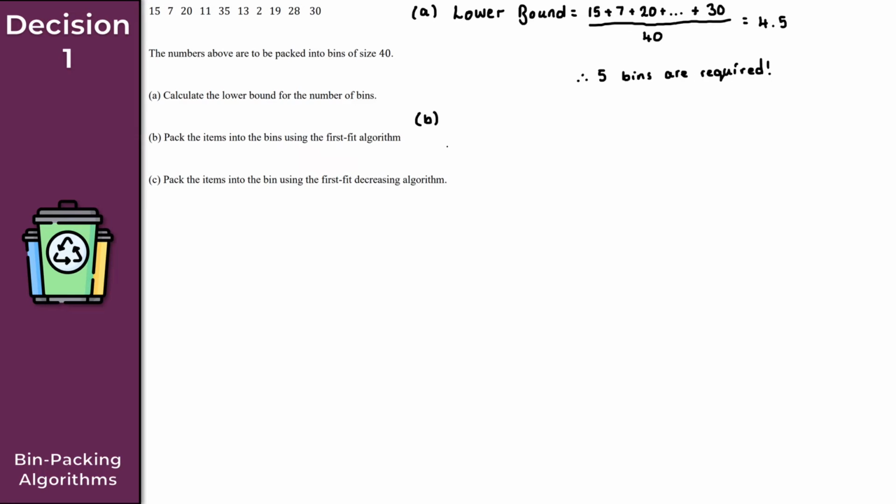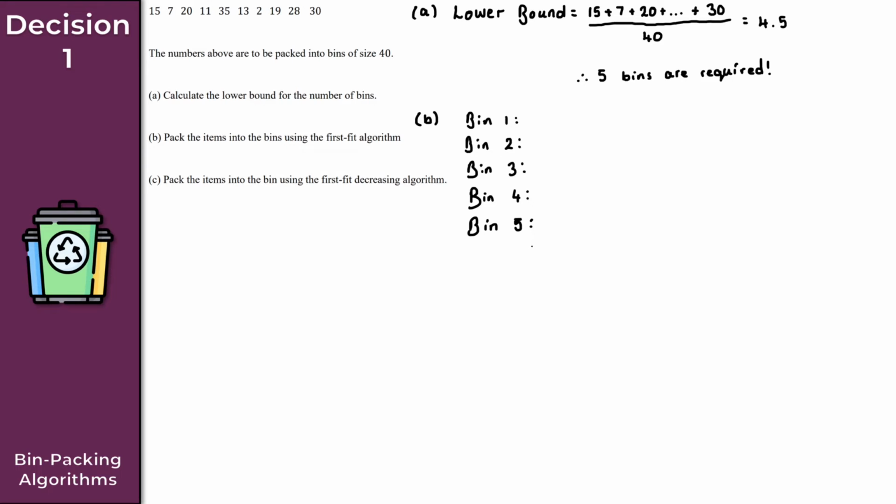So for the first fit algorithm then, we know that at a minimum here, we require 5 bins. So let's just start by writing down the first 5 bins here. So bin 1, bin 2, bin 3, bin 4, and then finally, bin 5. Now, that isn't to say that we only need 5 bins. We might need more. And given that we're using the first fit algorithm, we're probably going to need more than 5 bins. It doesn't give a particularly great solution. But for now, I'm just going to start with the minimum.